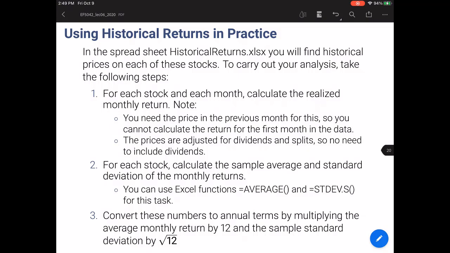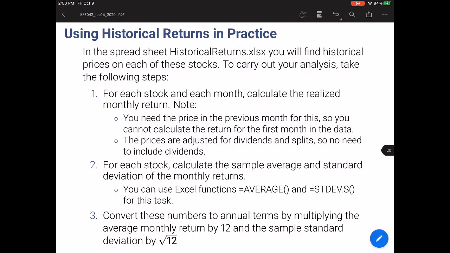Okay, so step 1, for each stock and for each month, I ask you to calculate the return. Once you get the adjusted price, you should compute its first difference, meaning take the price in the future, subtract the price today, and divide by the price today, and that should give you the return. Then for each stock, we can calculate the average and standard deviation using the Excel functions that we talked about two weeks ago. Make sure to use the sample standard deviation because we want an estimation that is unbiased.